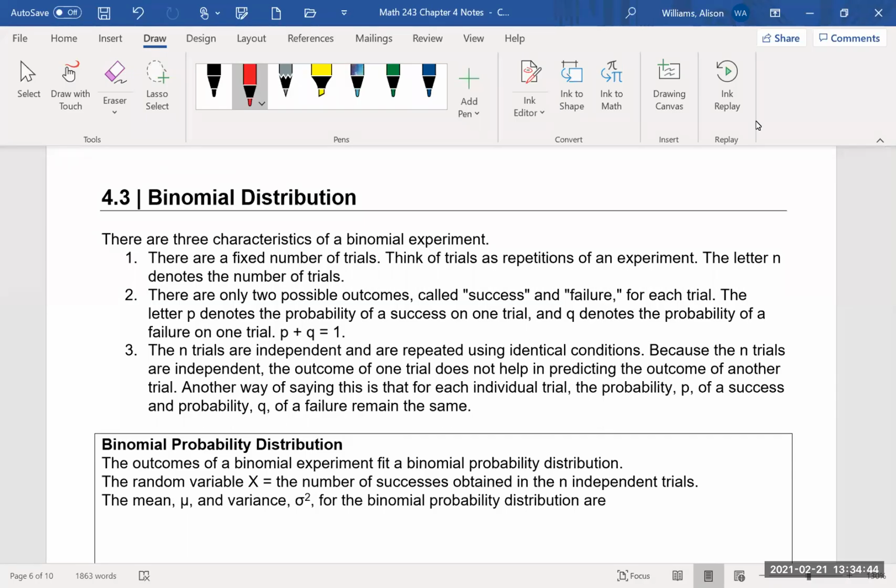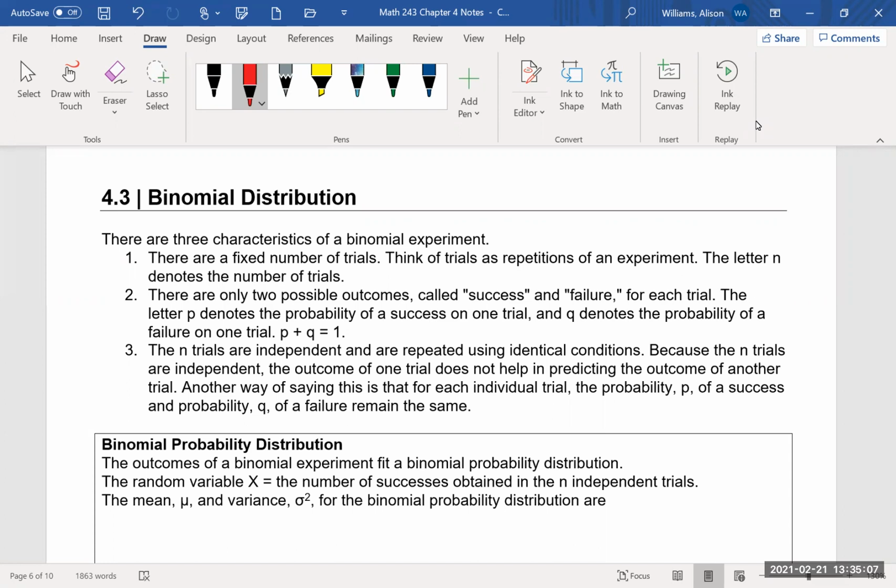In this video, we're going to talk about the binomial distribution. So we have a very specific type of experiment that's going to be really useful to us, and that's called a binomial experiment. There are three main characteristics of the experiment. First, there's a fixed number of trials, meaning it's repeated 5 times. We typically use n to represent the number of trials.